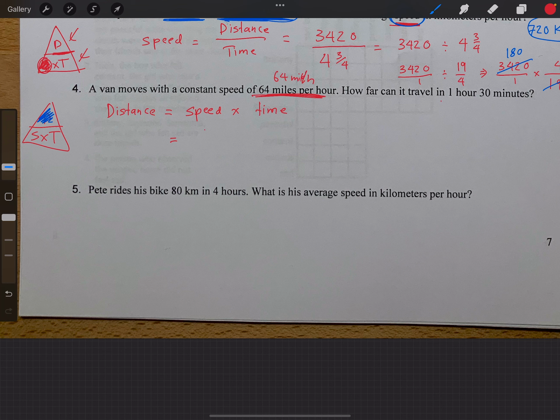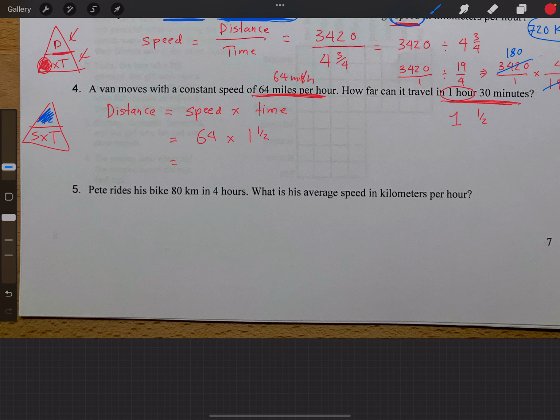Okay, so we're just going to use the number 64, and we're going to multiply it by how long it took, the time. This is 1 hour and 30 minutes. So you've got to change this into hours. Everything has to be in hours. Okay, so this is 1 hour. 30 minutes is half an hour, so 1.5. Actually, I'm going to leave it as 1.5. So we're going to multiply by 1.5.